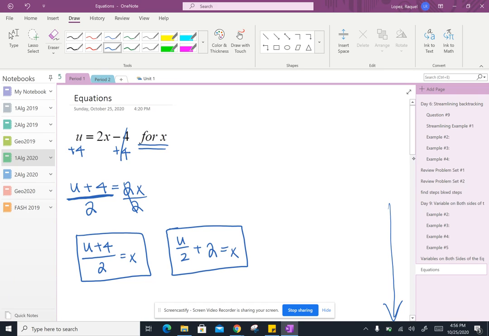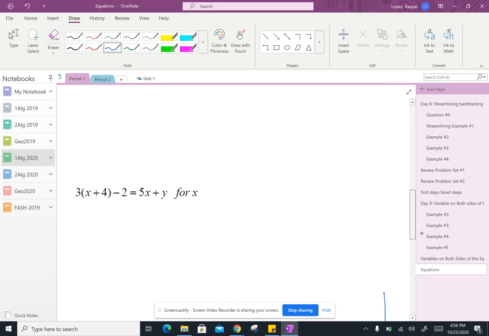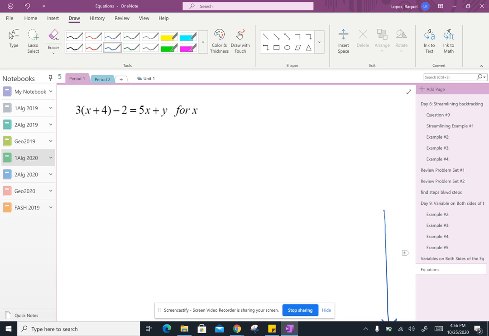Okay, let's do the next one. In the next problem, we have the equation, and again, they want us to solve for x. So x is the variable we're going to get by itself on one side of the equation.